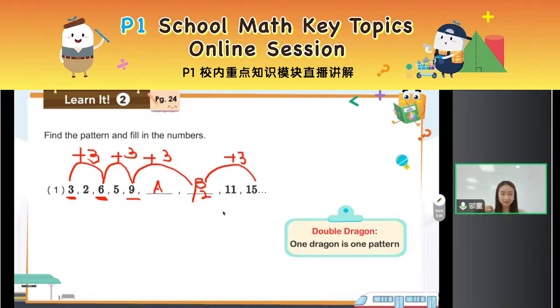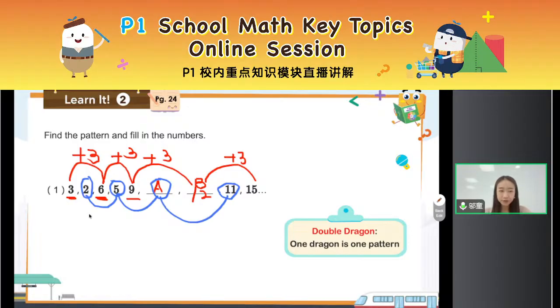Then the second dragon, can you do it by yourself? I help you draw the bridge and you tell me the answer. 2 to 5 and 5 to something, I don't know, but this one jumps to 11. How many are missing? Now we have 2, we have 5, and we have 8, we have 11.